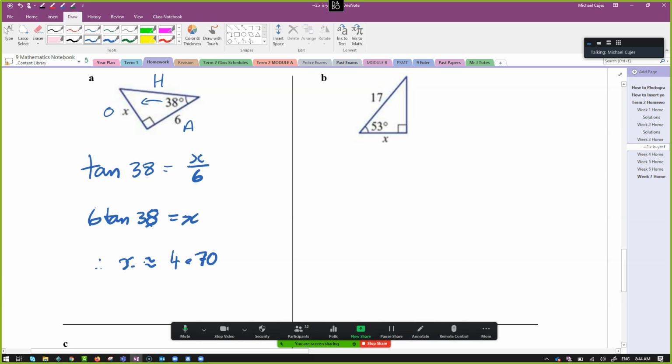If you're getting a different answer when you do that, it's because your calculator is in the wrong mode. So just check the mode your calculator's in.